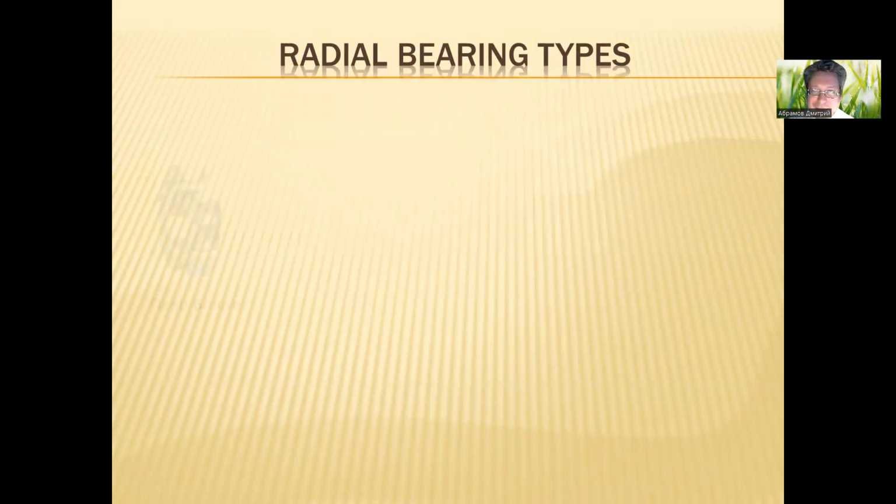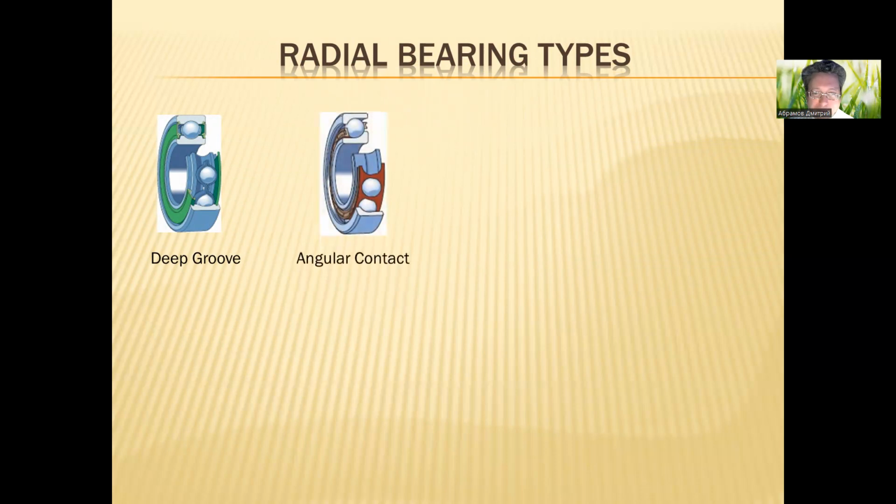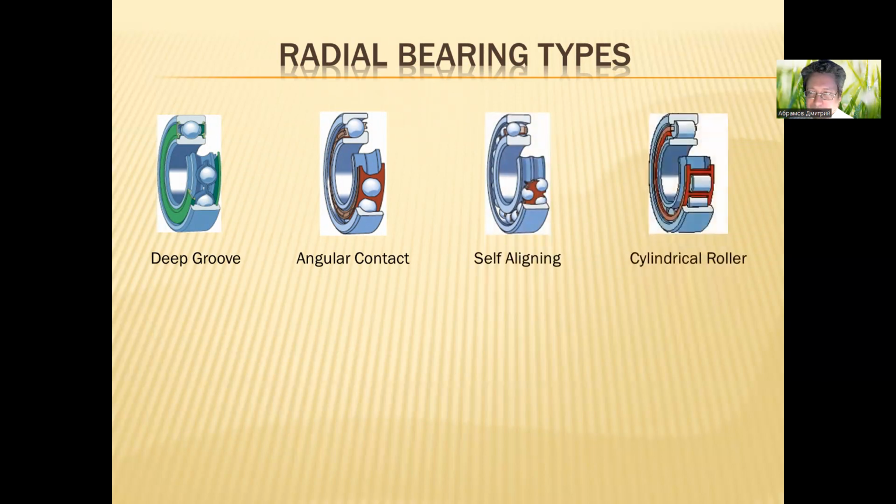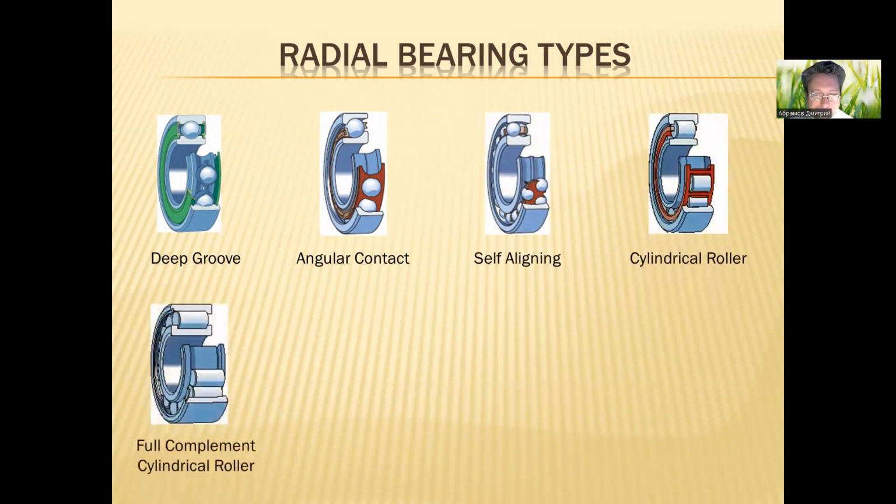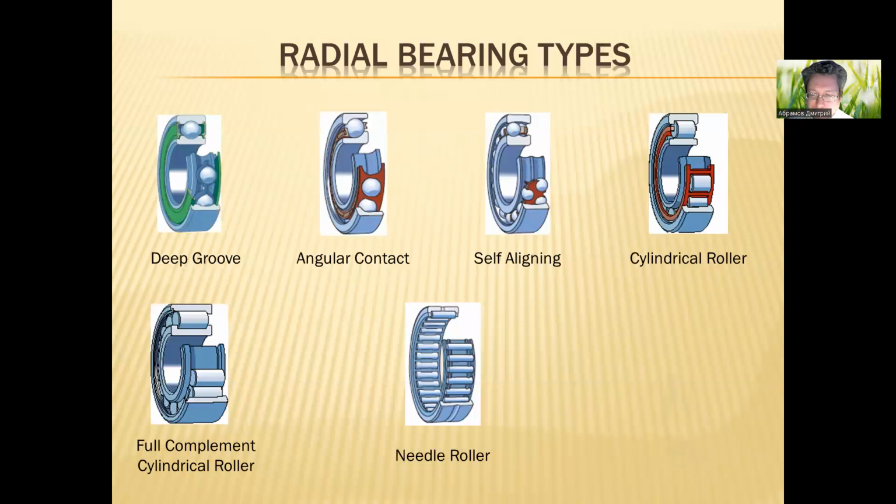Radial bearing types. Deep groove. Angular contact. Self-align. Cylindrical roller. Full complement cylindrical roller. Needle roller and tapered roller.